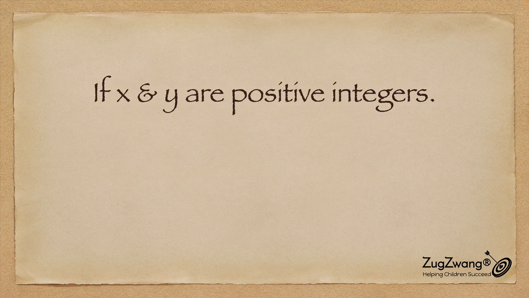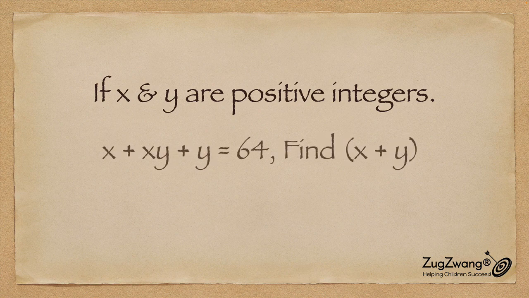So if x and y are two positive integers and x plus xy plus y is 64, find the value of x plus y.